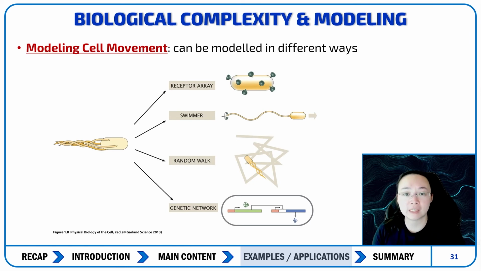Now, modeling cell movement is something we'll talk about as well. When we talk about a cell, we can model its movement in several different ways. We can model it as an array of receptors for a ligand of interest. We can model it as a swimmer with a rotating tail. We can model it as a random walk, another term for this is Brownian motion. So basically the cell is moving in a random fashion.